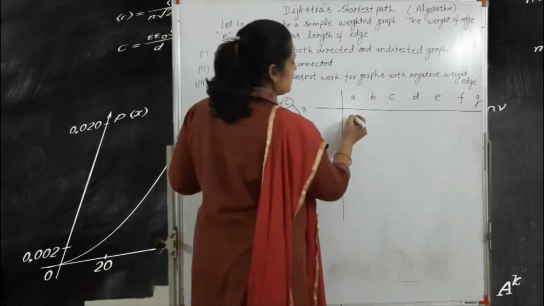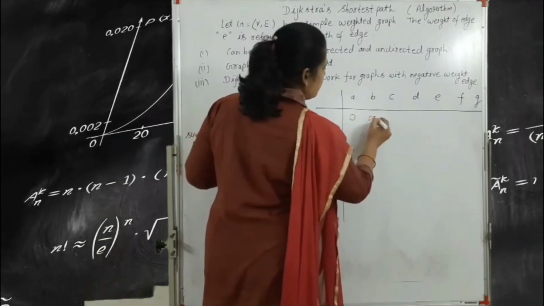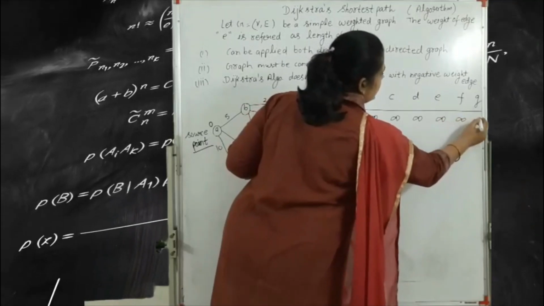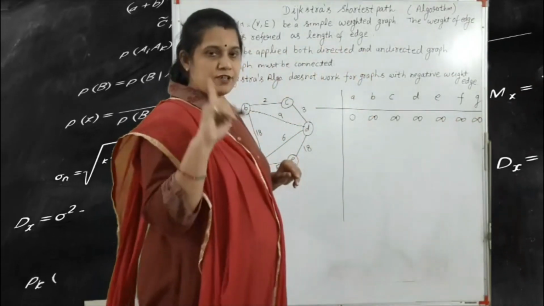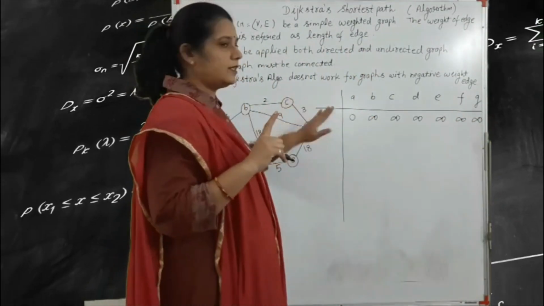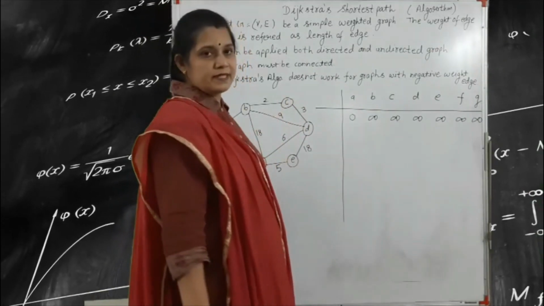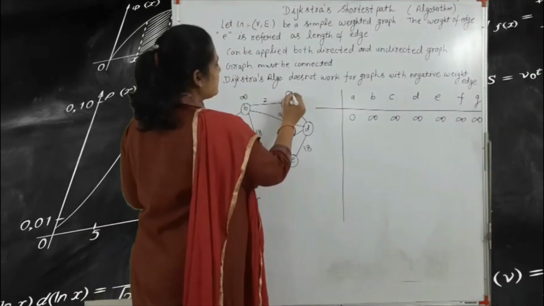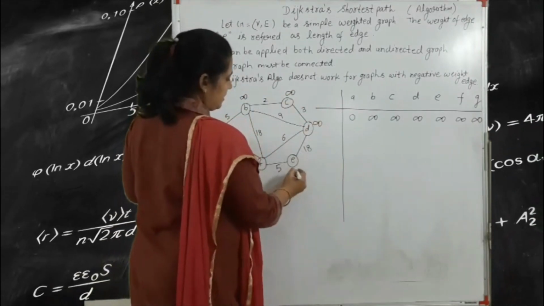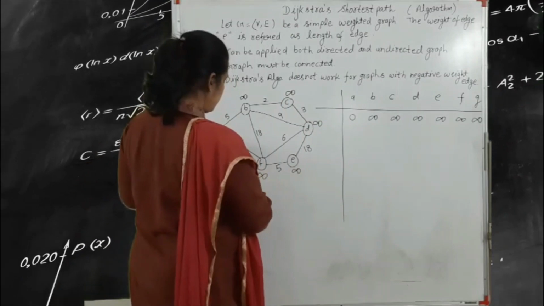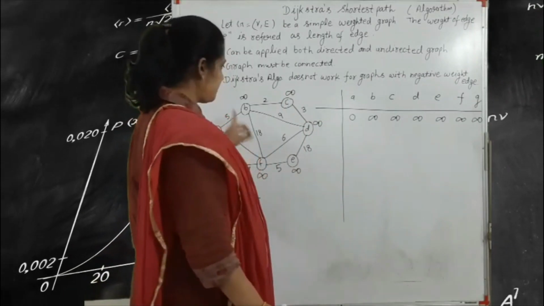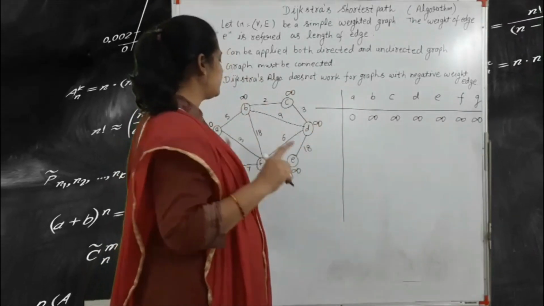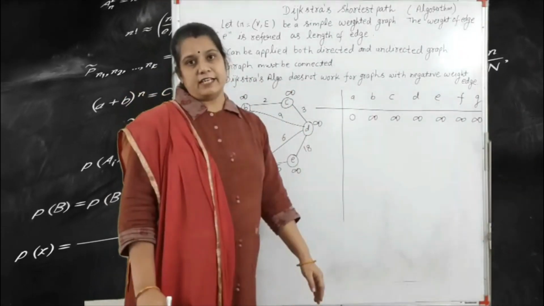Okay, so here we write the 0, and for the remaining vertices we write the infinite sign. Got it? This is the first step of the algorithm. So the next step is what? You write here for every vertex the value infinite. This is a very important point for finding the shortest path. The starting point is 0, and for the remaining vertices we write the infinite sign.